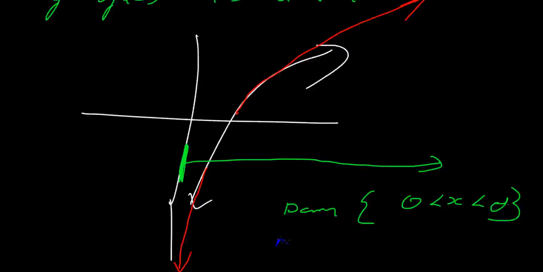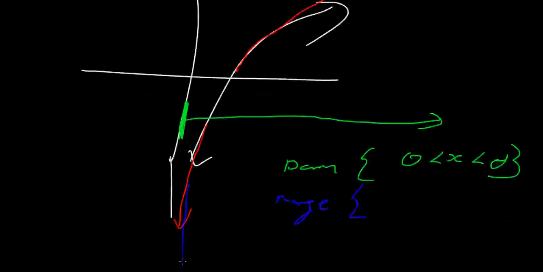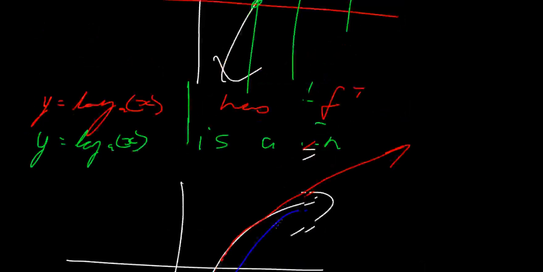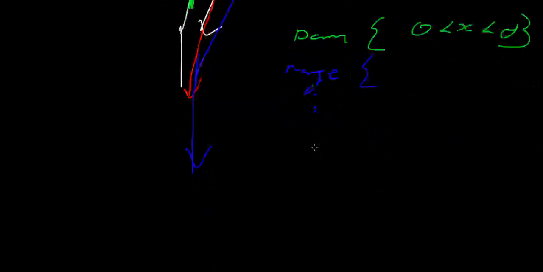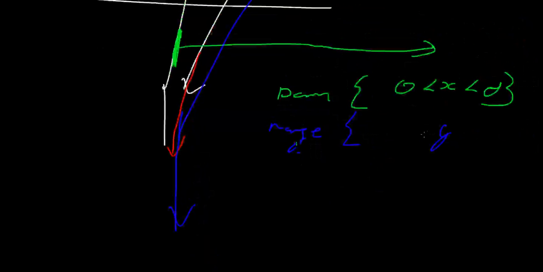Then the range. If we look at the y values, do you see that this graph goes all the way down to negative infinity and extends all the way up to positive infinity? So our range is y lies between negative infinity and infinity. Once again, no equals here because infinity never gets an equals.